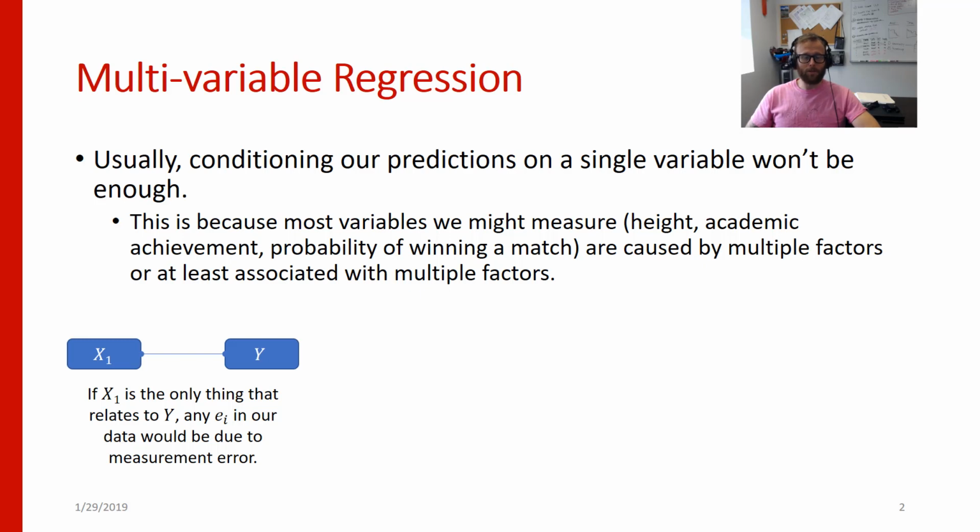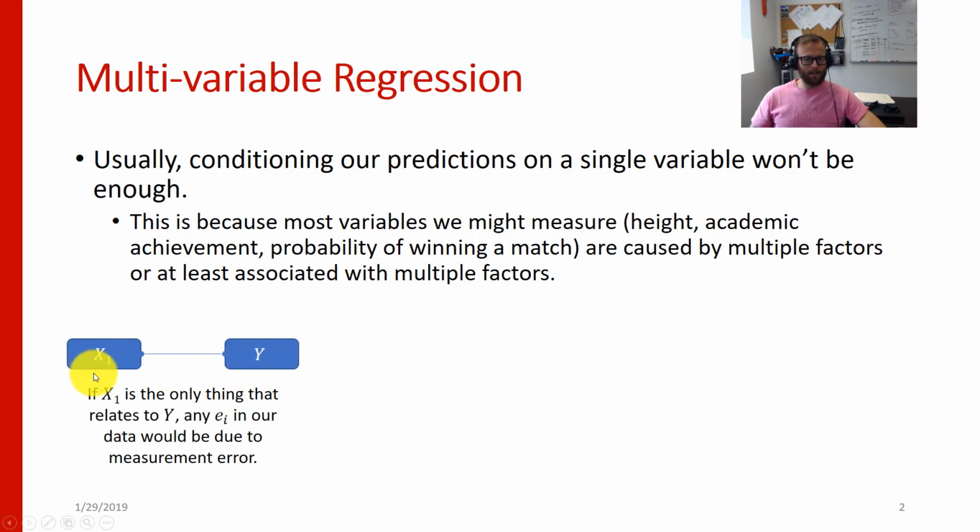This is because most of the things that we might be interested in, whether it's something as seemingly simple as height, something more complicated like academic achievement, or the probability of winning a match in a sports setting, are all caused by multiple factors, or at least associated with multiple factors. Things don't necessarily need to cause the outcome in order to be related to it. But in any event, we're often going to have something that's a lot more complicated than a simple relationship between a single x variable and a single y variable.